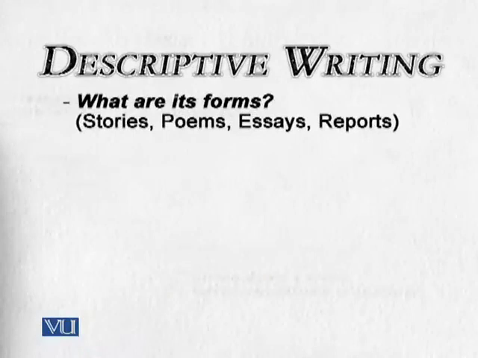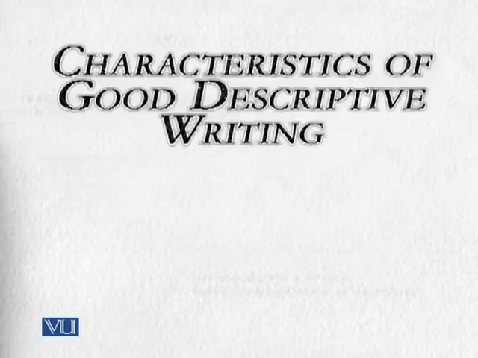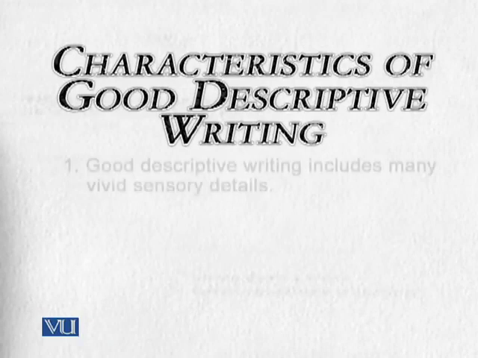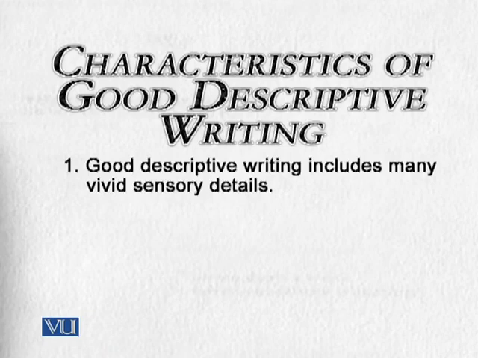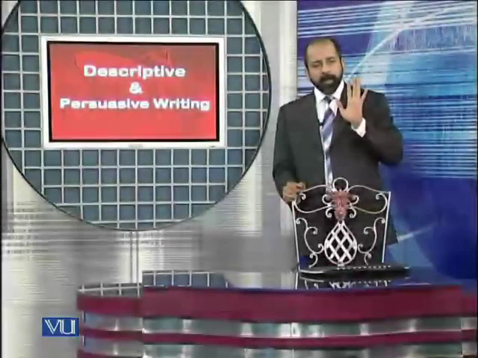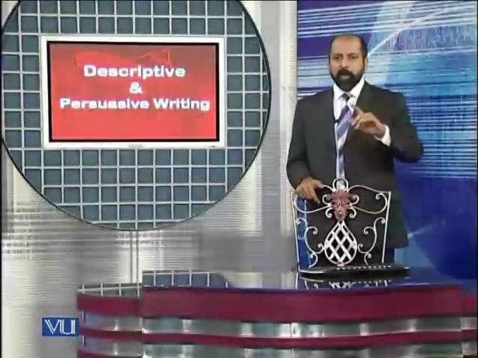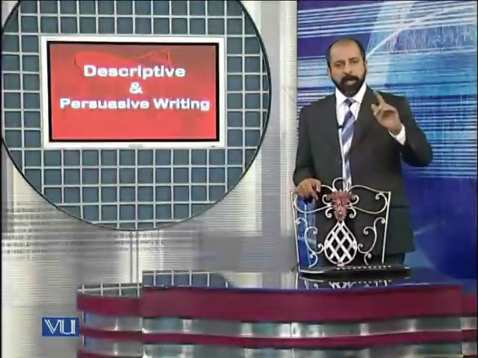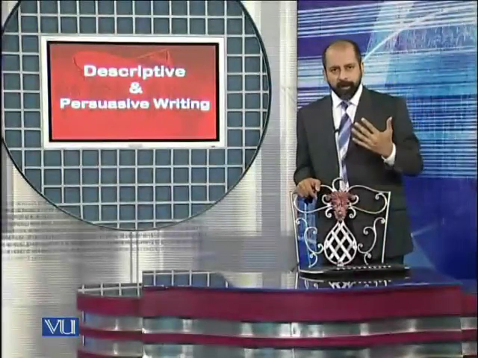of course. Now let's see what are the characteristics of good descriptive writing. There are 4 important characteristics of descriptive writing. Number 1, I have already mentioned it before. Good descriptive writing includes many vivid sensory details. Sensory details means 5 senses. As I told you before, that yardstick for descriptive writing is not WH. Yardstick for descriptive writing is actually 5 senses, which are 5 basic channels of information.